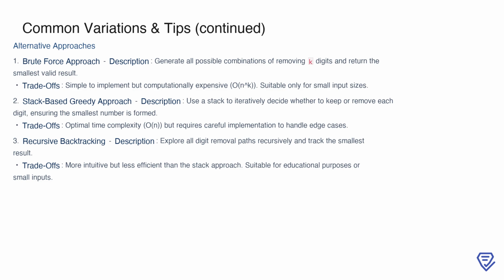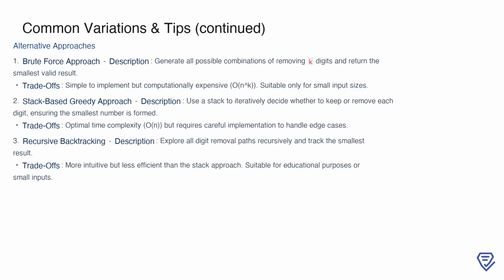On the other hand, the stack-based greedy approach is the most efficient. Here, you use a stack to iteratively decide whether to keep or remove each digit, ensuring the smallest number is formed. This approach has an optimal time complexity of O(n), but it requires careful implementation to handle edge cases properly.